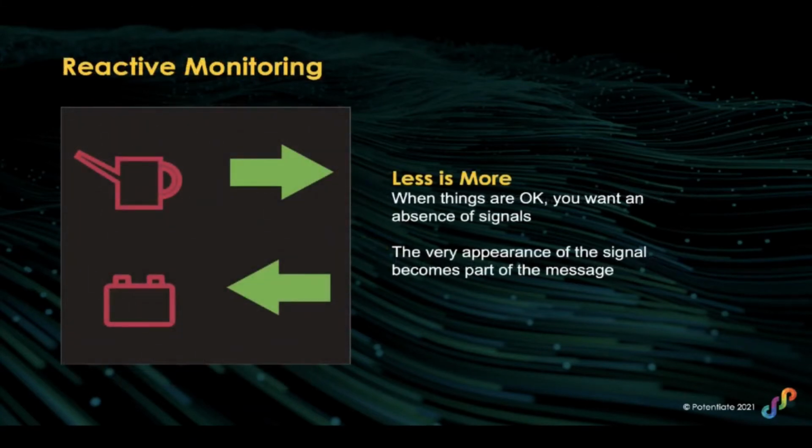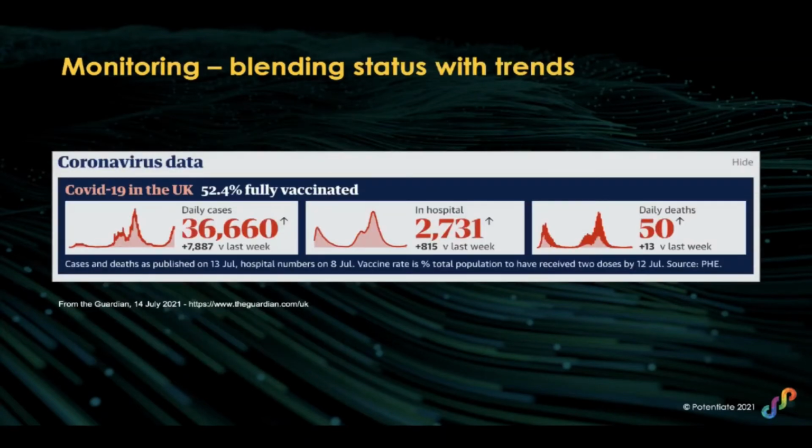Reactive monitoring is one of those cases where less is more. When things are okay, you want an absence of signal, so the appearance of the signal becomes part of the messaging. We also need to think about how we're going to blend status with trends.